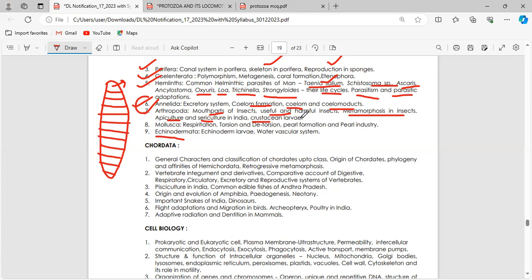Fine. Next, useful and harmful insects. See, Insecta plays a major role in all the phyla. Which phylum secures the largest portion in the animal phylum? Can anyone say? In the 9 phyla, starting from Porifera to Echinodermata, which phylum secures the largest area when compared to the other phyla? Quick.